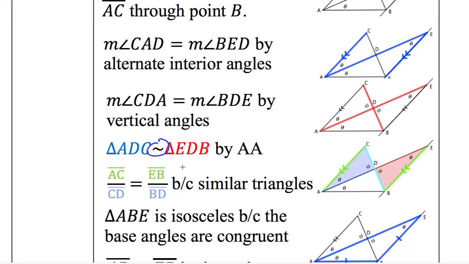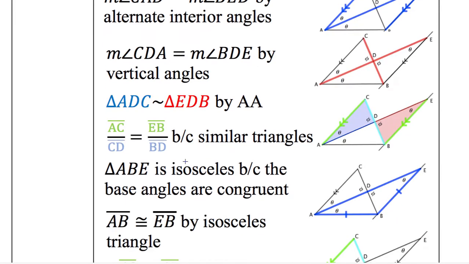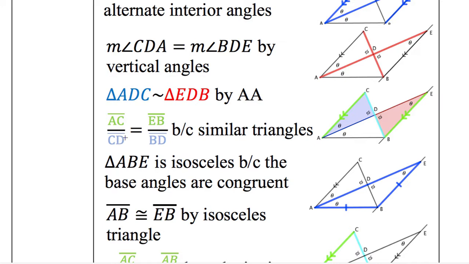We agree this to be true. From there, I can say AC over CD is equal to EB over BD because they are similar triangles. Are we following? Brian, are you okay? So far, so good?